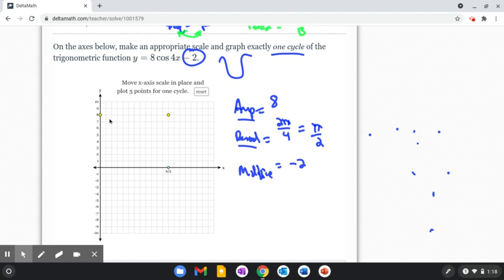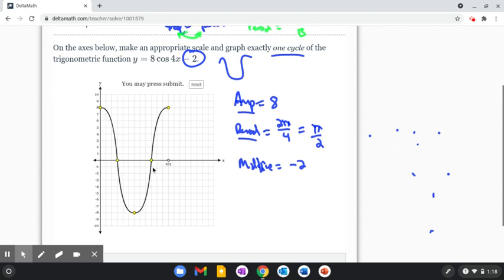Now in the middle, at the 6th place, 1, 2, 3, 4, 5, 6, it should go all the way down to -8. All right. And in the middle of these two, at the 3rd spot of each one, it's going to cross 0. And then same over here. 3rd spot's going to cross 0. And there we got our graph.